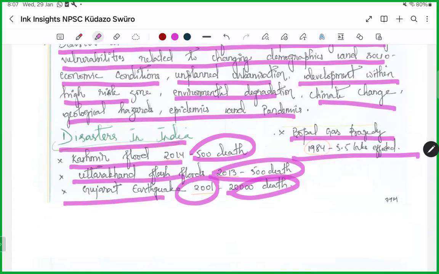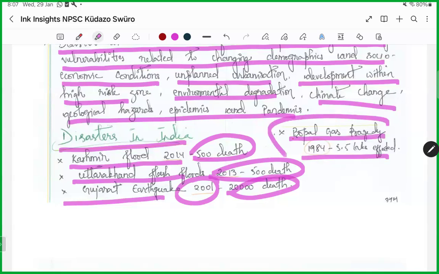The Bhopal tragedy question was also repeated many times. So what was the case that affected Bhopal? What was the name of the case? Maybe methyl isocyanate. Yes, methyl isocyanate. So these are the examples: the Bhopal gas tragedy, 5.5 lakh affected.